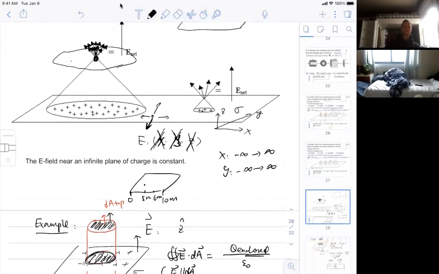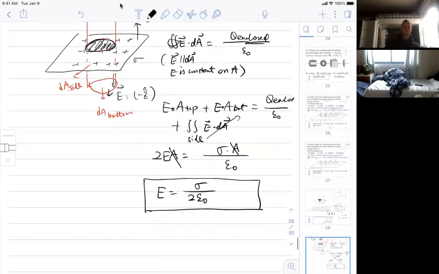Because it's an infinite sheet, you go a little bit further away or a little bit closer, it doesn't make a difference. Cool.